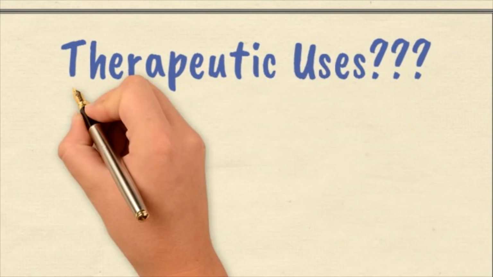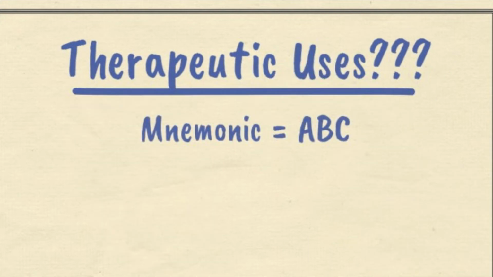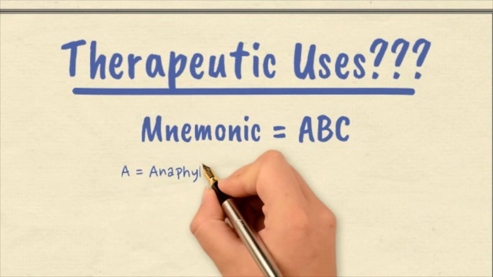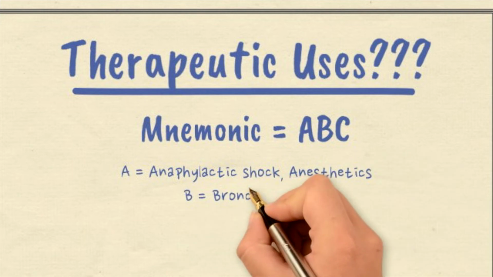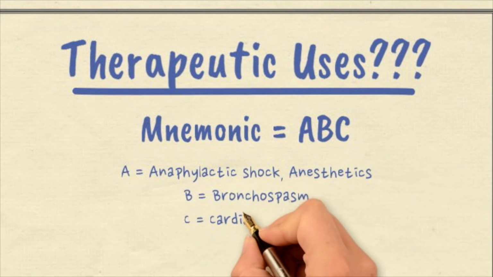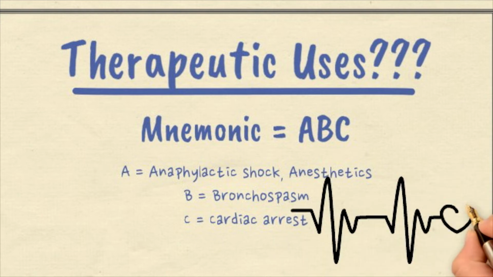So now let's talk about the therapeutic uses of epinephrine. To memorize the therapeutic uses, you must memorize this mnemonic A, B, C. So epinephrine can be used in cases of anaphylactic shock, anesthetics. It is also used in the case of bronchospasm and in cases of cardiac arrest. Epinephrine is the drug of choice for the treatment of anaphylaxis and hypersensitivity reactions. It is also used as a part of local anesthetic solutions in low concentration.